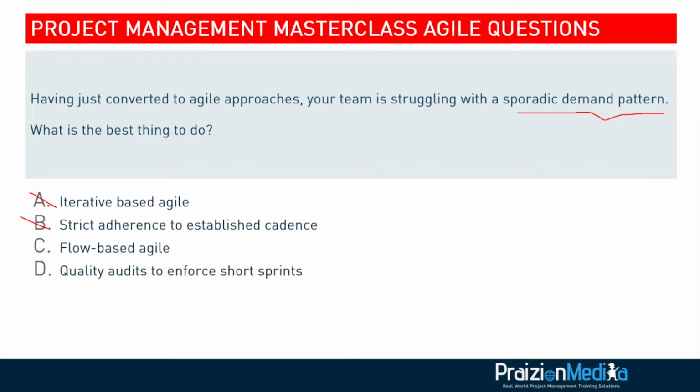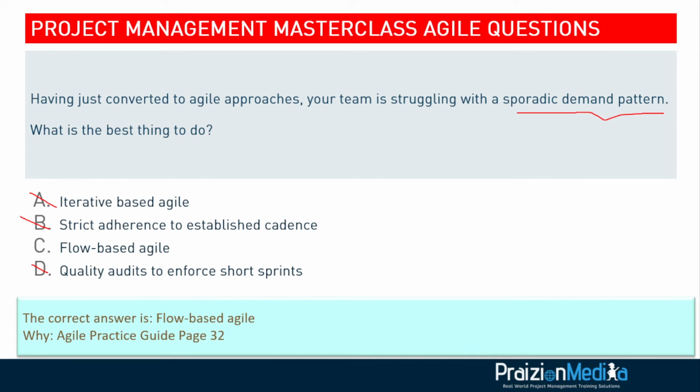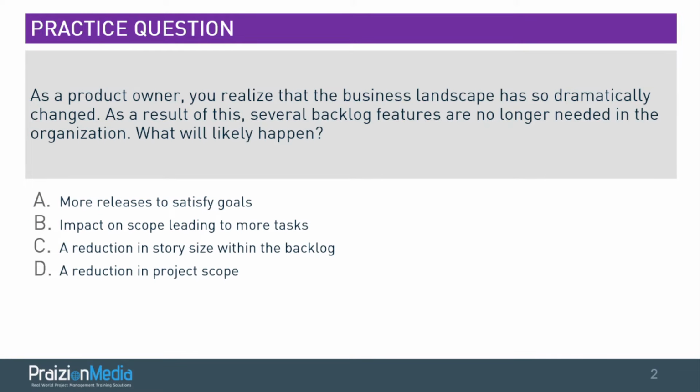It's the same as B pretty much, strict adherence to a cadence. D, quality audits to enforce short sprints would again mean putting them into a rigid box. So the best answer, my friends, is flow-based agile, option C. If you don't know the difference between flow-based agile and iteration-based agile, highly advise you read that up in the Agile Practice Guide.